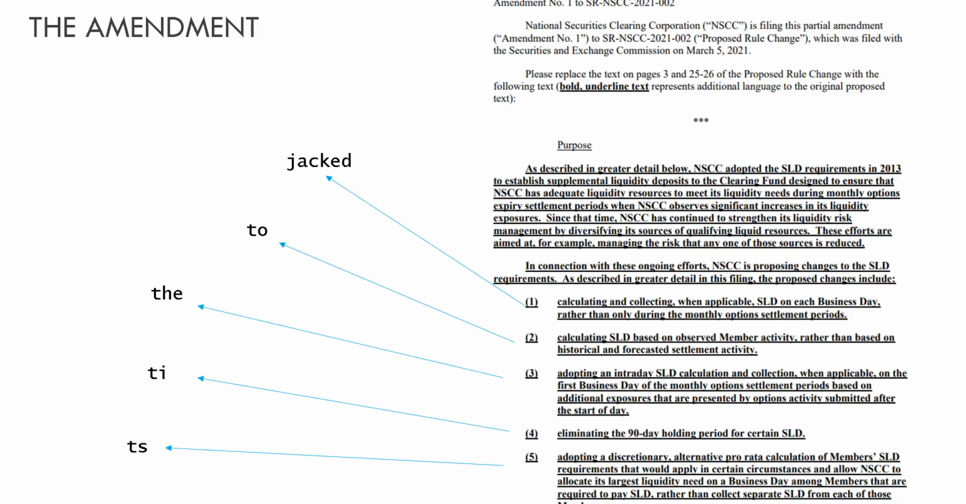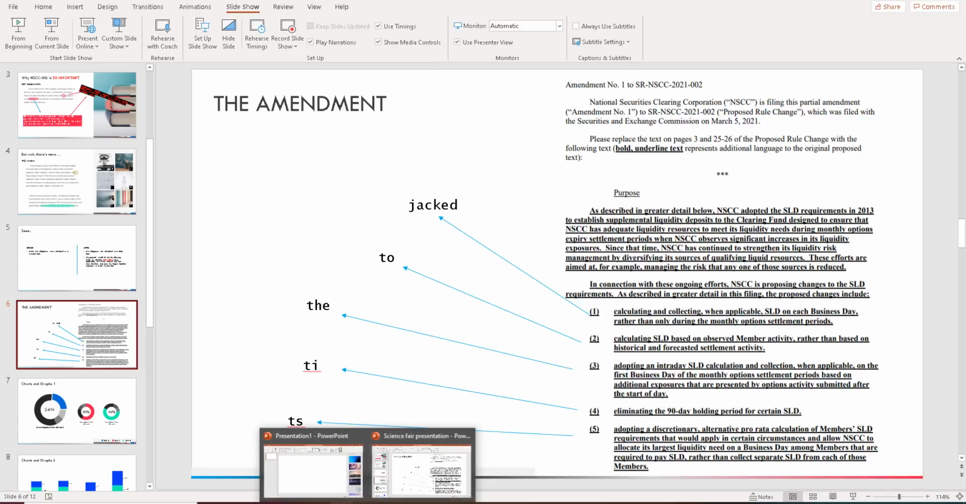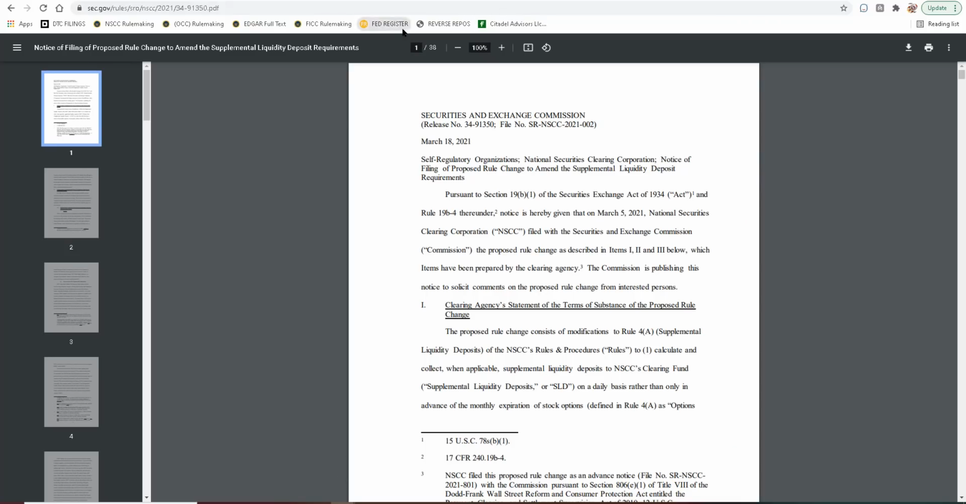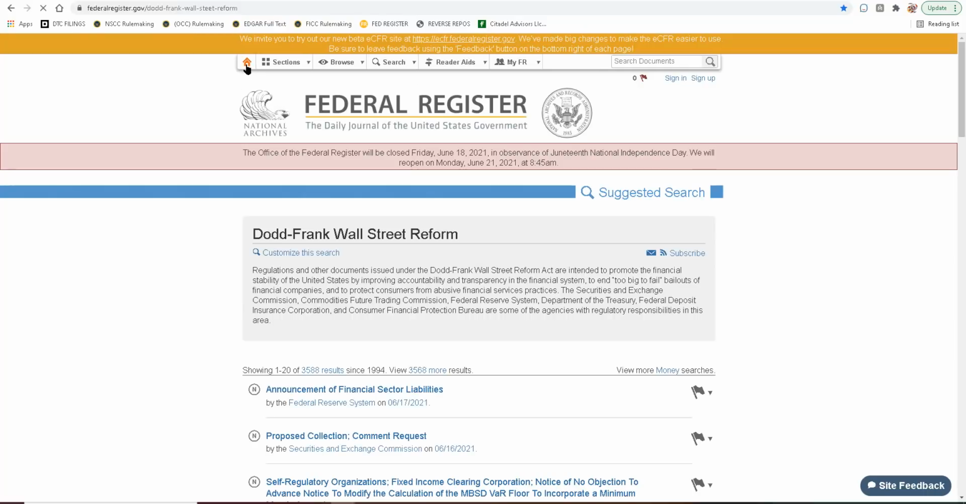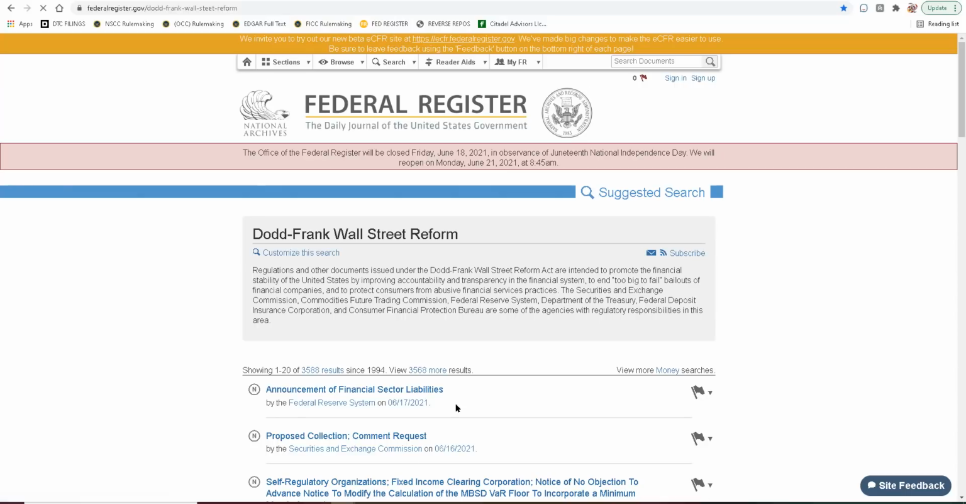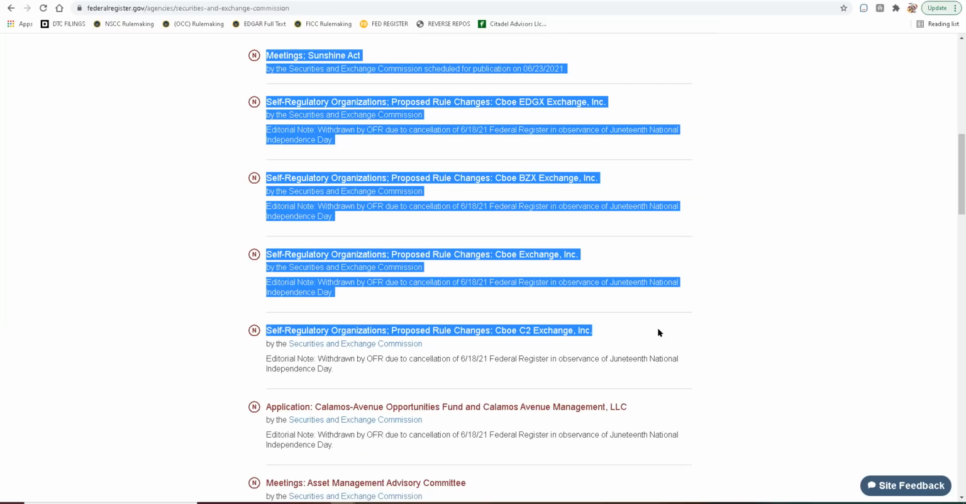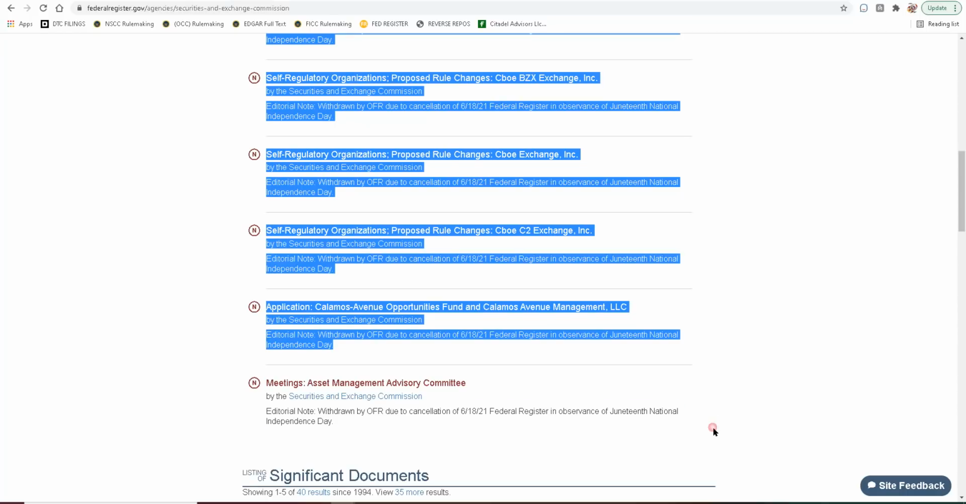It is not approved yet. Keep that in mind. It will not and cannot be approved until it shows up on the Fed register. And to give you the example that I'm talking about, it cannot and will not be approved until you see it right here. So keep that in mind, everyone.